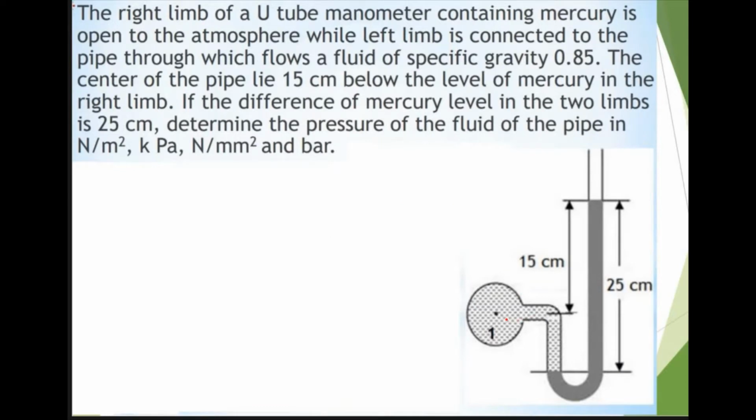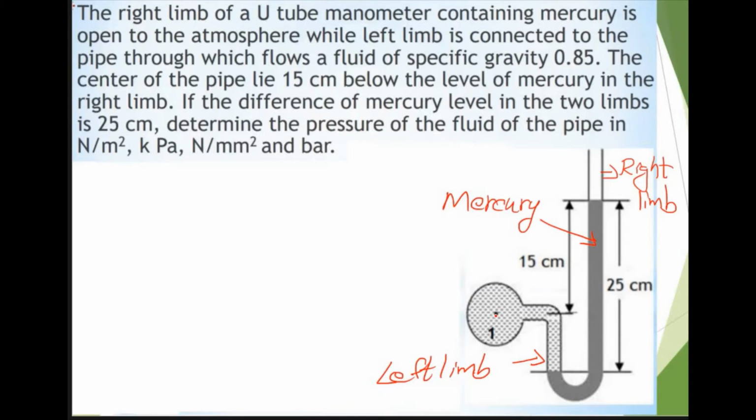When a U-tube manometer is connected to this fluid, you can see that the liquid in this pipe pushes the U-tube manometer fluid. The manometric fluid used in this U-tube manometer is mercury. Mercury is the manometric fluid, so it pushes the mercury in this tube and we get a level difference of fluids in the left limb as well as the right limb of the manometer. This is the left limb and this one is the right limb. You can see that the left limb is connected to the pipe where the pressure is to be measured and the right limb is open to the atmosphere.